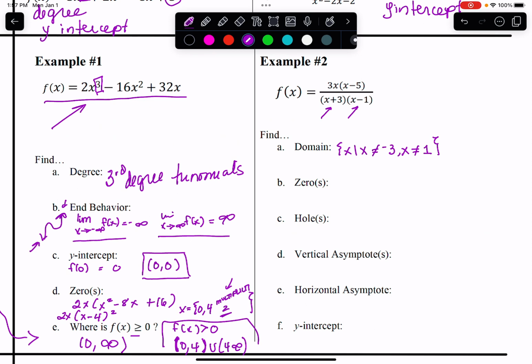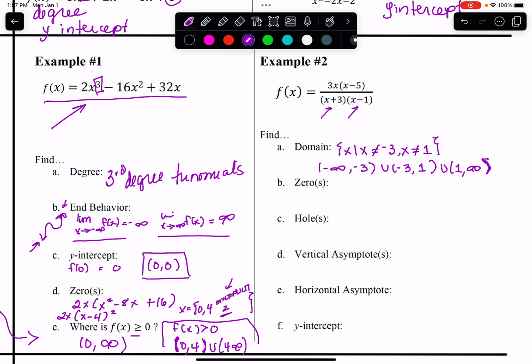Now in interval notation, it's more complicated because you have to come from -infinity to -3, and then it goes from -3 to 1. And then it goes from 1 to infinity. So you can see probably why I like set notation for these rational function domains.